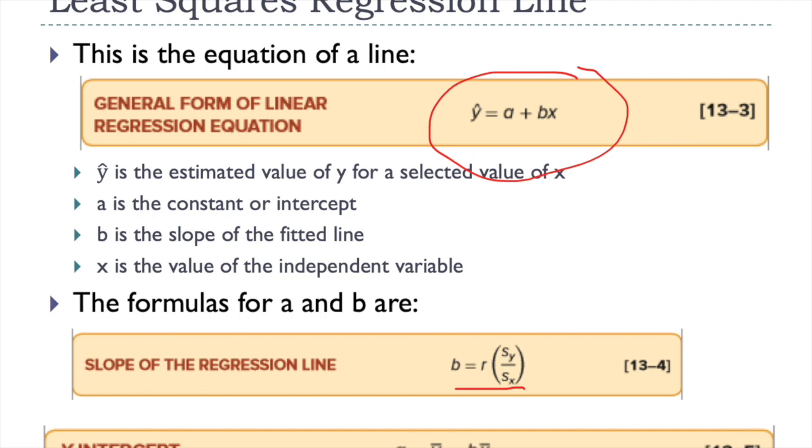We also have formulas to help us find a and b. Formula 13.4 says that b equals the r that we found in the first part of the chapter, the correlation coefficient, times the standard deviation of y divided by the standard deviation of x. When we calculate our slope, if we get a positive value for b, that shows us there is a positive or direct relationship between the variables. If we were to get a negative value, that's going to indicate an inverse relationship.